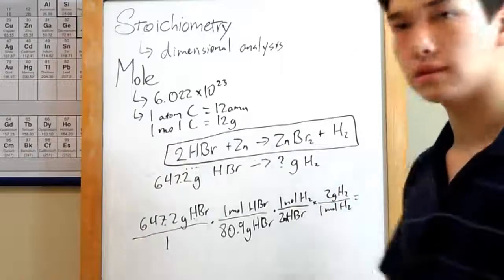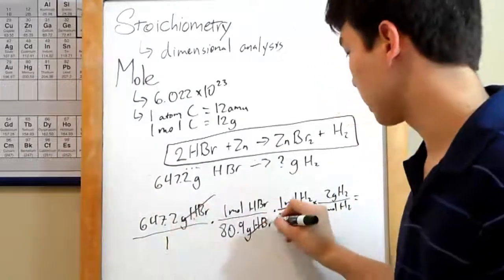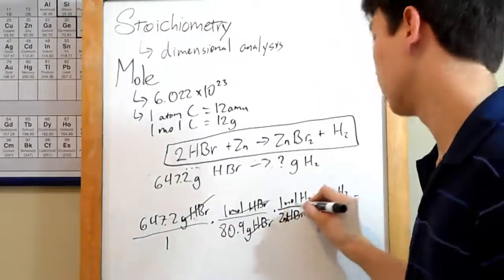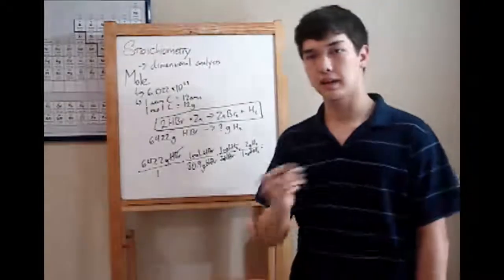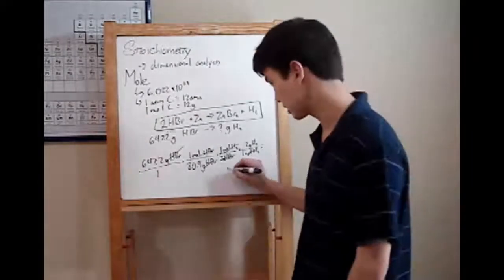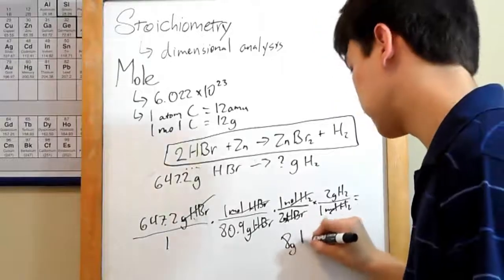So now we just do our multiplication. Grams of HBr cancels out, moles of HBr cancels out, moles of H2 cancels out, and after a heady bit of calculations with your trusty calculator, we end up with 8 grams of H2. And you're done.